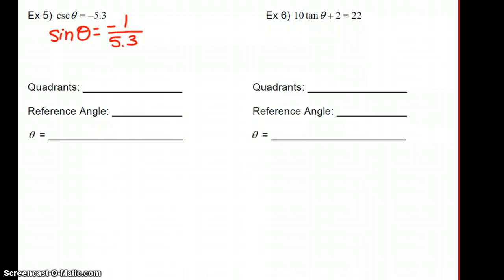Once again, let's jump down to the first blank here. Where is sine or cosecant negative? Well, that's going to happen in quadrants 3 and quadrants 4. To go ahead and find my reference angle, I want to once again do inverse.